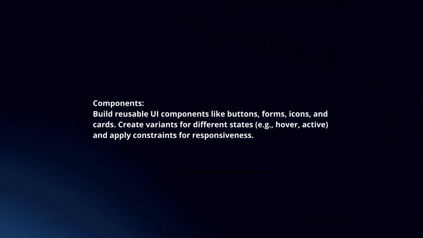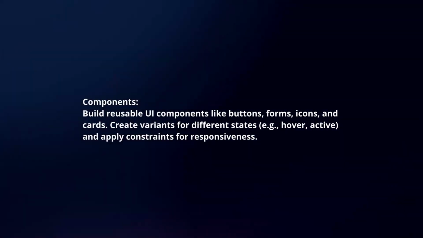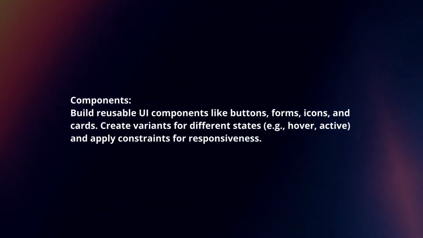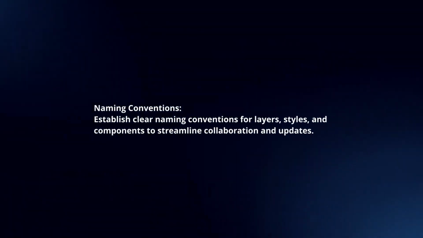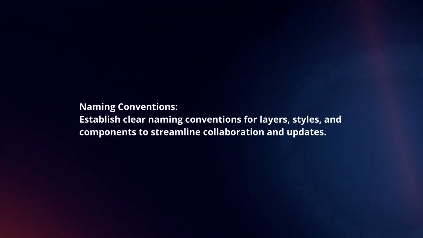Components. Build reusable UI components like buttons, forms, icons, and cards. Create variants for different states and apply constraints for responsiveness. Naming conventions. Establish clear naming conventions for layers, styles, and components to streamline collaboration and updates.